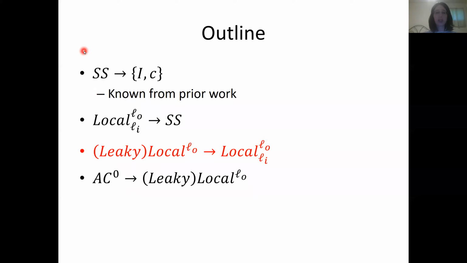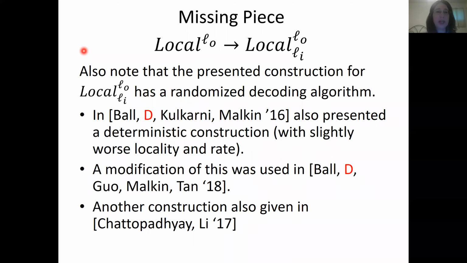Okay, so let me move on. There's one step that was skipped, which I'm not going to show in this talk: going from input-output local to output local. This is possible to do, but I'm not going to go into the details.